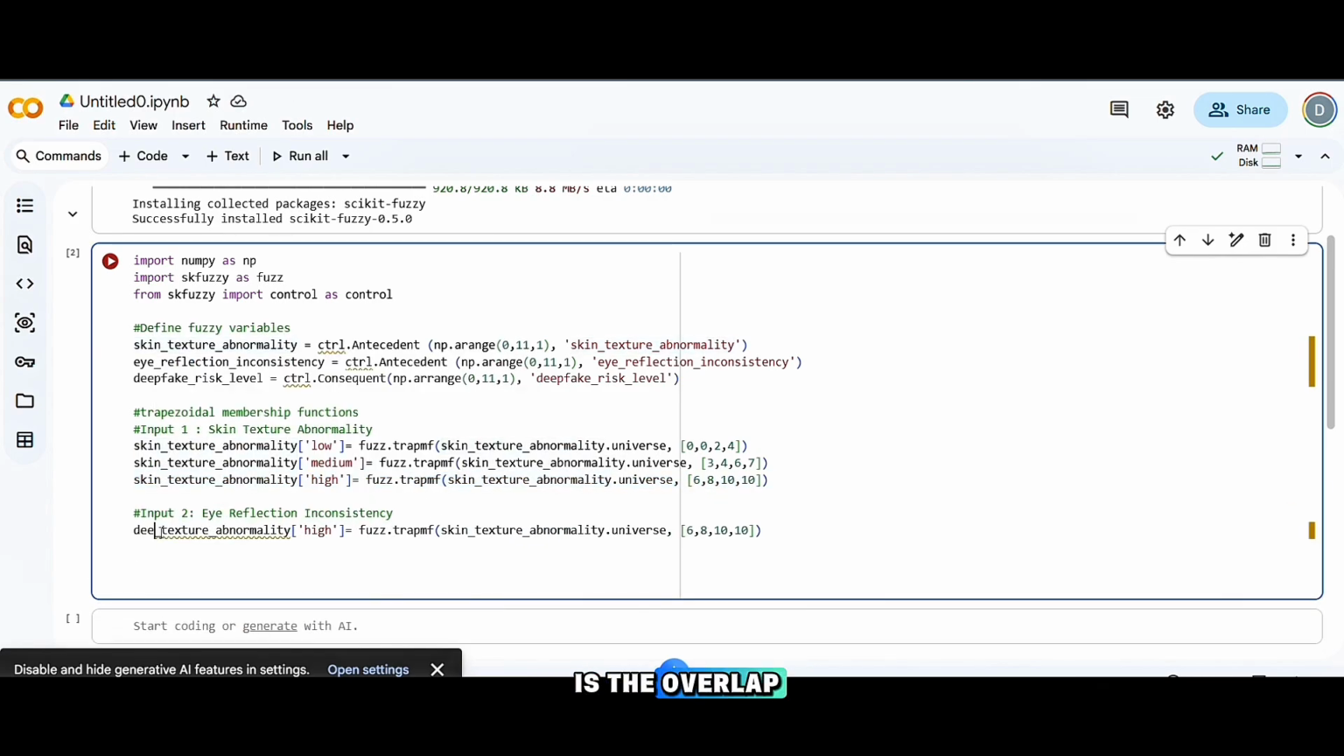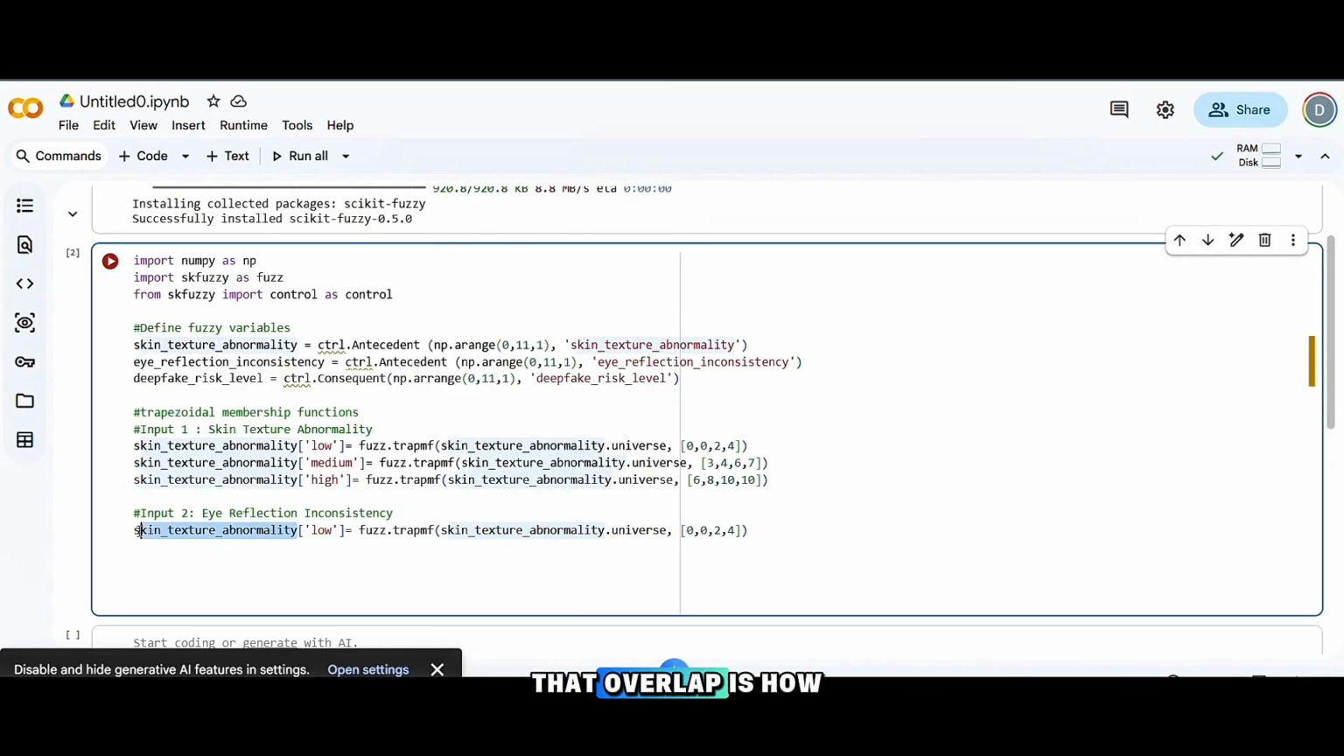The key point here is the overlap. For example, around 4 to 6, the value can be partly medium but also slightly low or starting to become high, depending on where it is. That overlap is how fuzzy logic avoids sharp cutoffs.